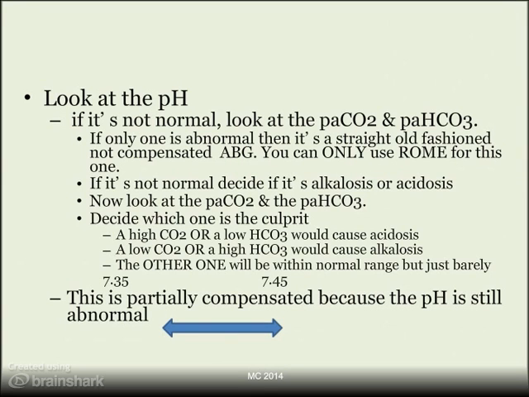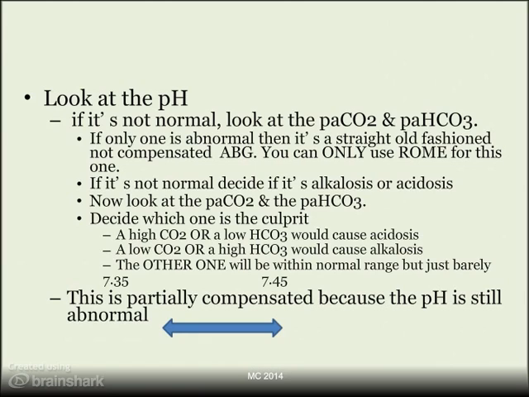So the first thing you're going to do is look at the pH, okay? If it's not normal, you then have to go and look at the PCO2 and the bicarbonate. If only one of them is abnormal, then you have plain, straight, old-fashioned, non-compensated ABGs. And you can really only look at ROME and use that respiratory opposite, metabolic equal thing if it's uncompensated. Otherwise, you're going to maybe get yourself a little bit messed up.